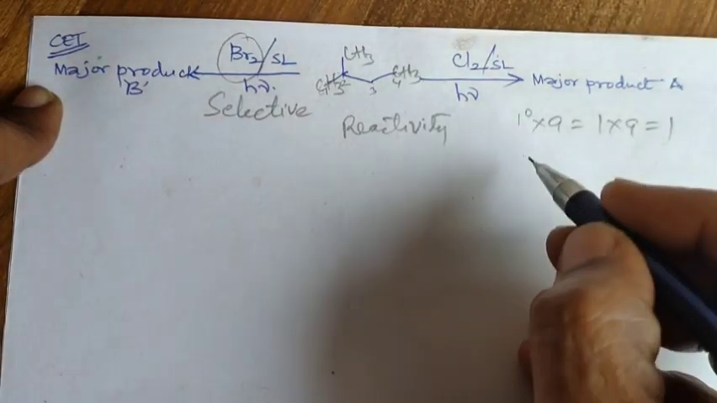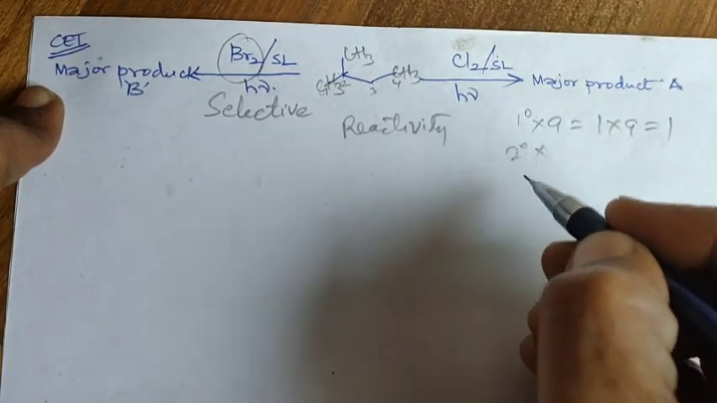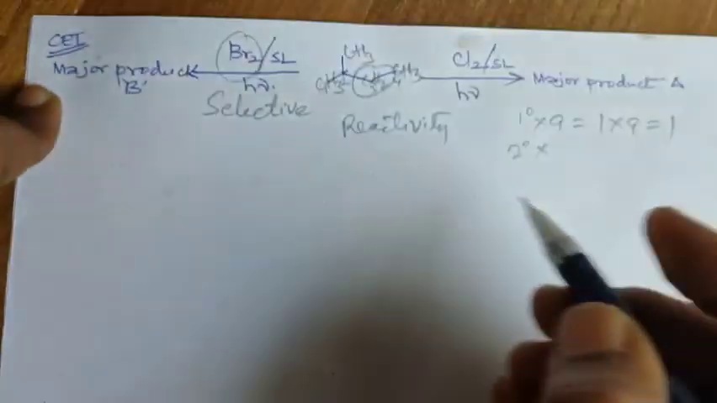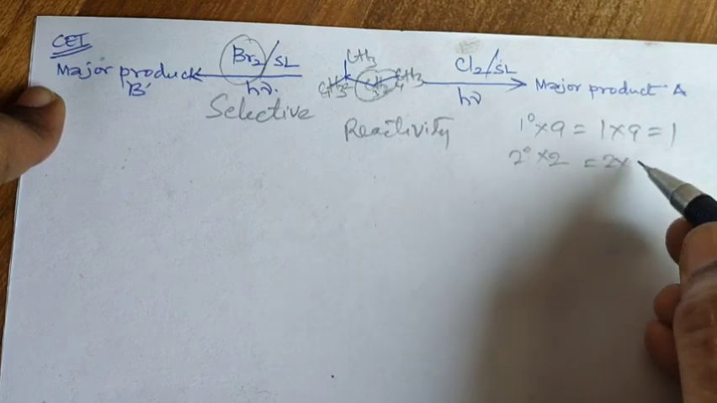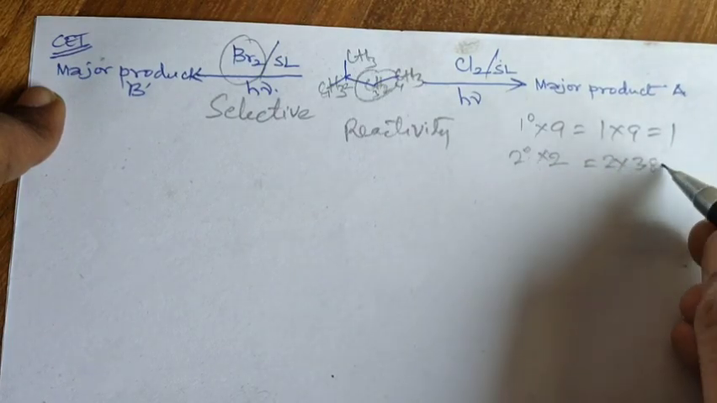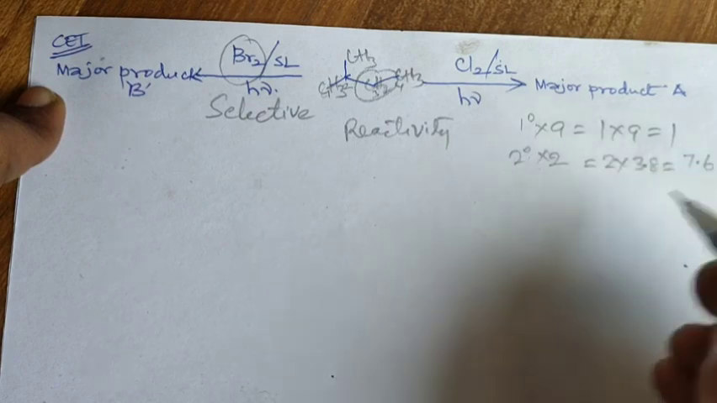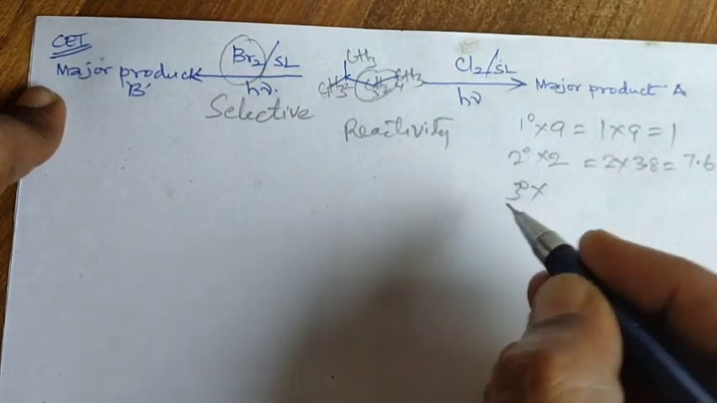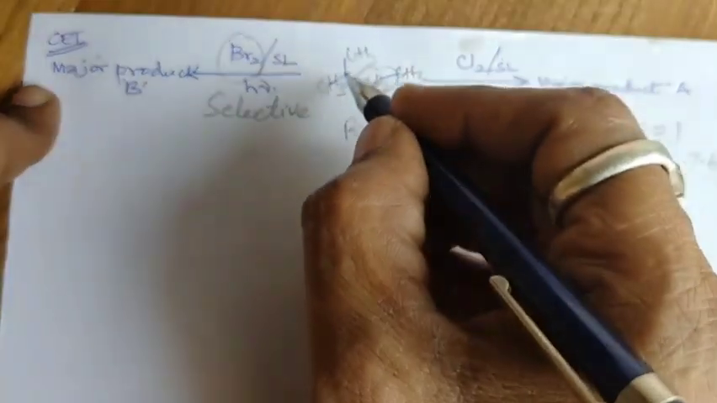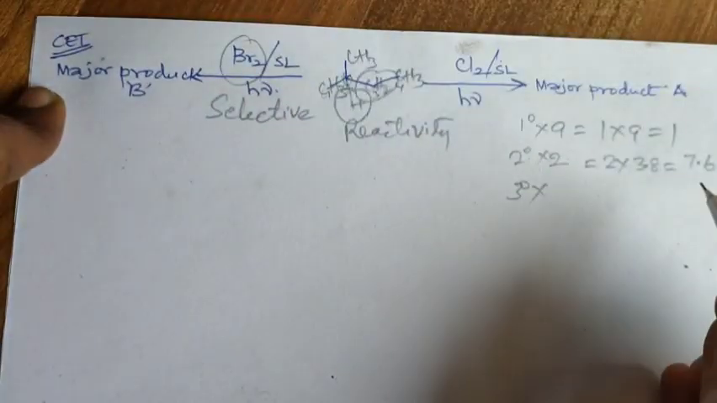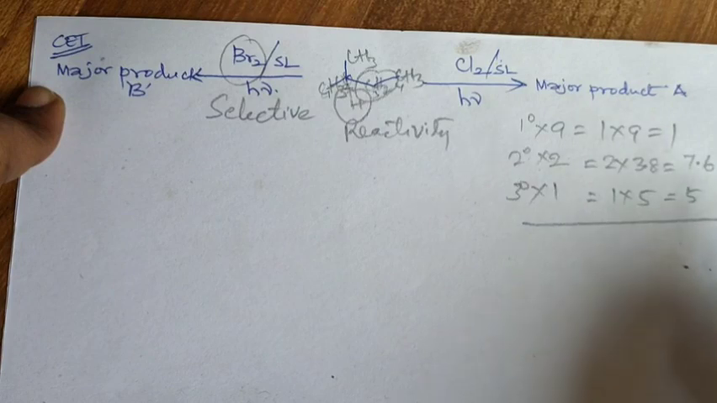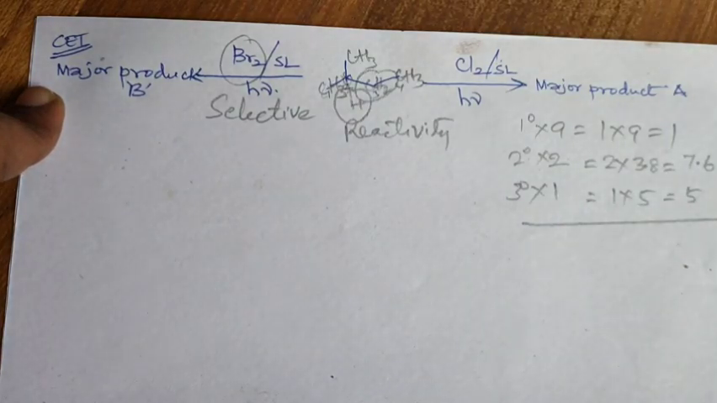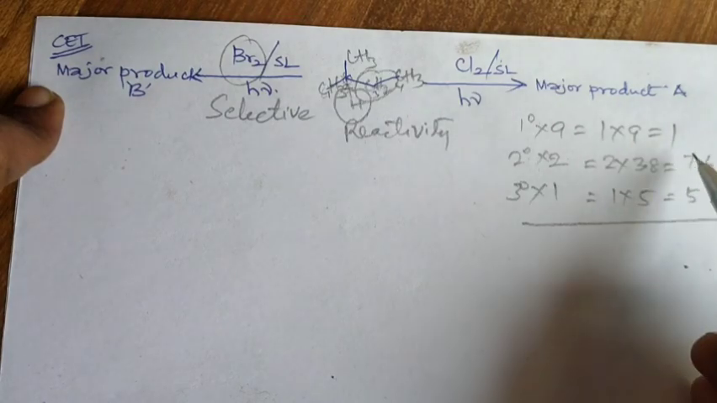Next, secondary hydrogens, how many are secondary hydrogens? Secondary hydrogens are CH2, only 2 hydrogens. The reactivity is 2 into 3.8, as per the previous one, that is 7.6. Tertiary hydrogens are how many? Tertiary hydrogens are only 1. This is a CH. Tertiary hydrogen is 1, that is 1 into 5, 5. Total how much, dear student? That is 9, 7.6, 5, total 21.6.